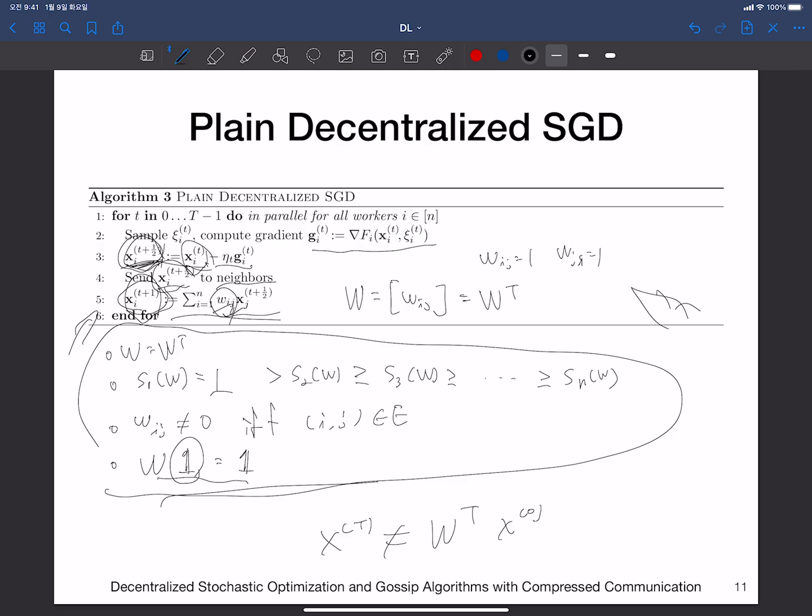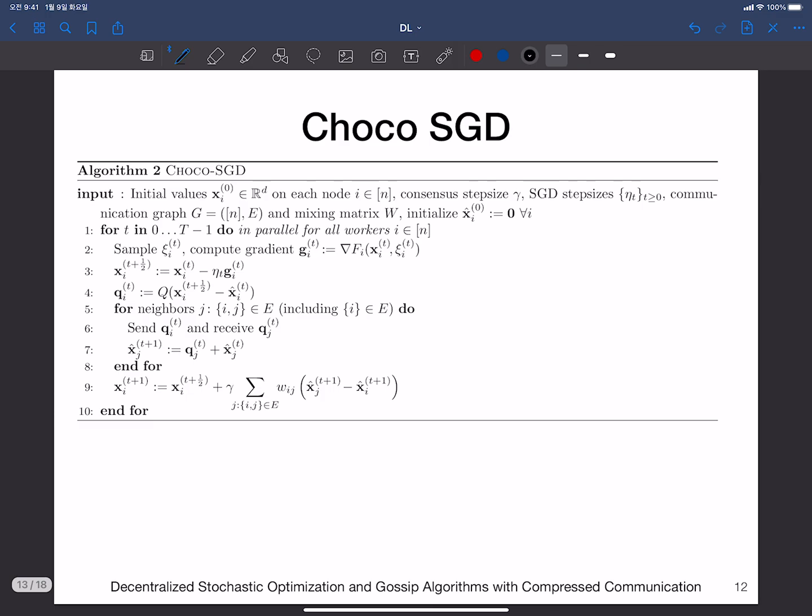So here we have to introduce another very interesting idea. This is called the Choco SGD algorithm. The Choco SGD algorithm has this QSGD idea, and also there is a very important and interesting idea. Basically we have the eta t step size for the stochastic gradient, but also we have another step size gamma here. We update xi t plus 1/2 plus gamma times the Gaussian algorithm update, the W matrix multiplication.